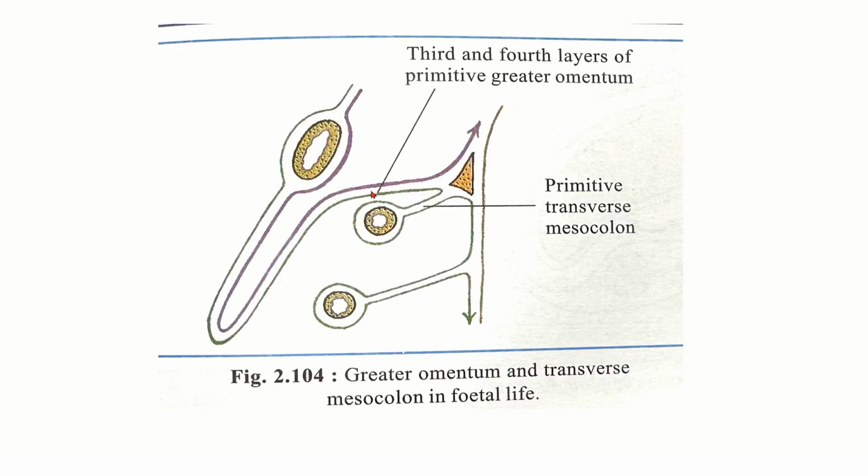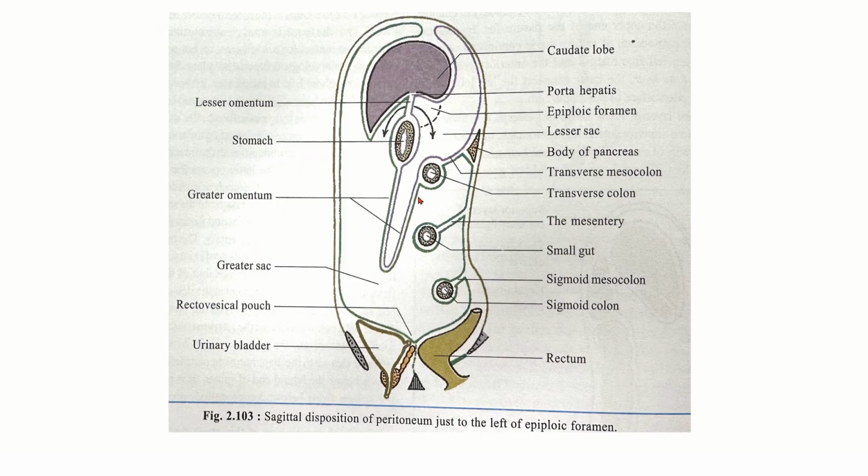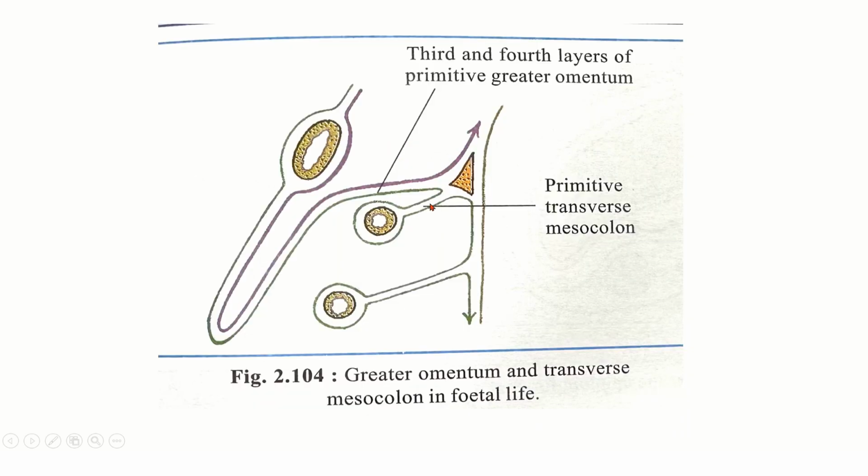You can see here, this is the primitive transverse mesocolon. The third and fourth layers of the greater omentum are separate and the transverse mesocolon is separate. But what happens here? You can see the third layer will cover and continue as the anterior layer of the transverse mesocolon. And the fourth layer of greater omentum will continue as the posterior layer of the transverse mesocolon. So this is the adult pattern, whereas this is the embryological pattern.